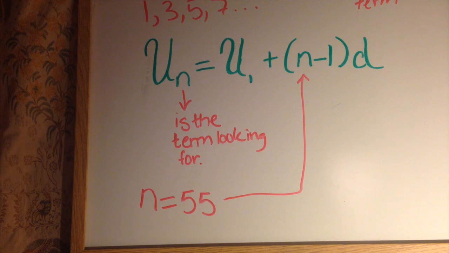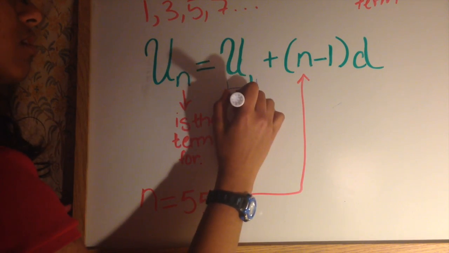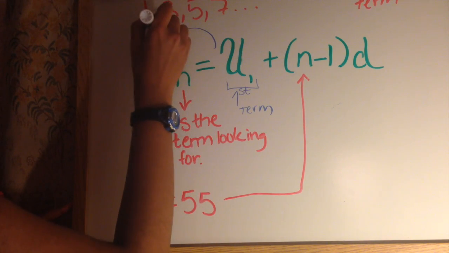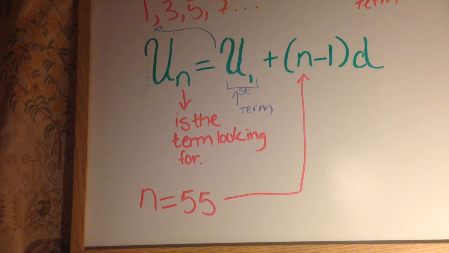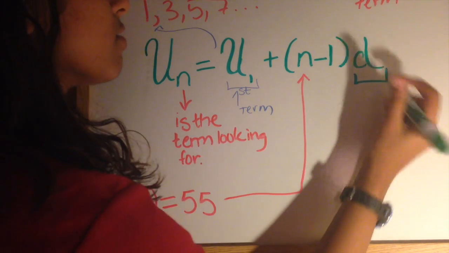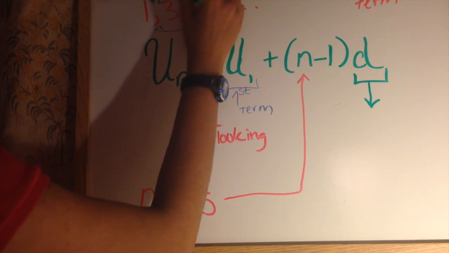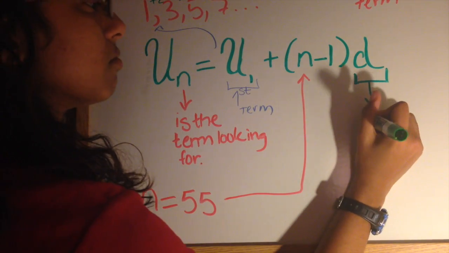Alright, so now you know what N is. What are U1 and what's D? U1 is the first term in the sequence. In this case, it would be 1. This is especially important because if you don't know what your first term is, as you will find out later, you have to do some very complicated algebra. Alright, what's D then? D is your difference between numbers, the thing that determines your pattern. For example, you're adding 2 to each term, so D is positive 2.